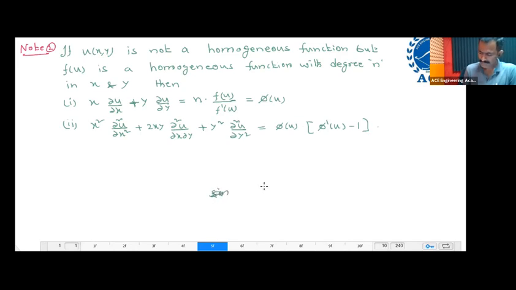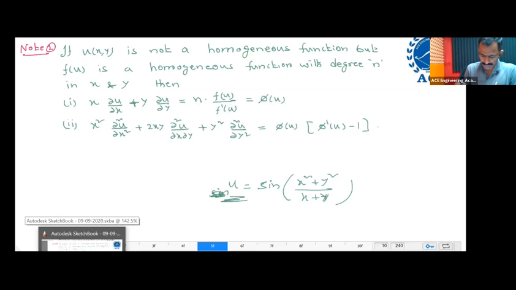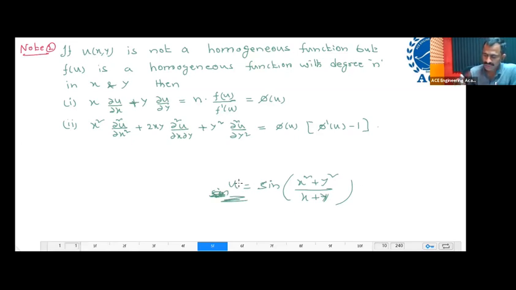Sine of x square plus y square, plus the denominator x plus y. Now let us suppose this is u. First of all, it is a sine trigonometric function and it is a function of two variables. u is not a homogeneous function because, for this trigonometric function, the inner function is not a homogeneous function with degree 0. So directly u is not a homogeneous function. Suppose I write some function of this variable u, then that function may be a homogeneous function.